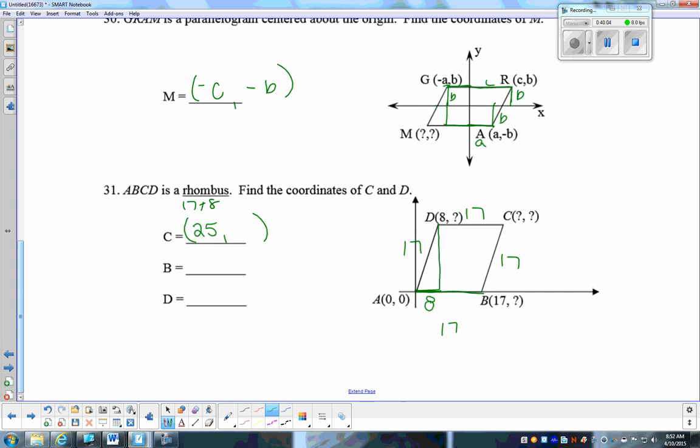To find the y value, we have to do some Pythagorean theorem using this triangle here. So 17 squared equals 8 squared plus x squared, which makes x 15. So our x value for C is 15. Our x value for D is also going to be 15. And our y value for B is going to be the same as our y value for A, so B is the point (17, 0). Next page.